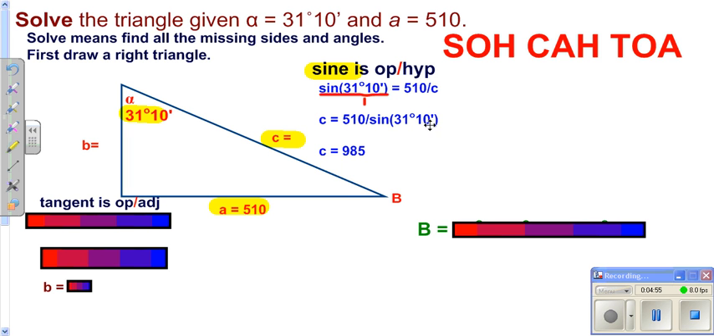Make sure you're using the degree and minute symbol from your angle function on your calculator, which is second apps.